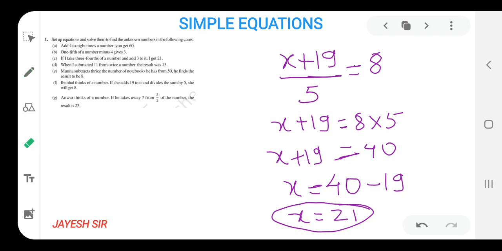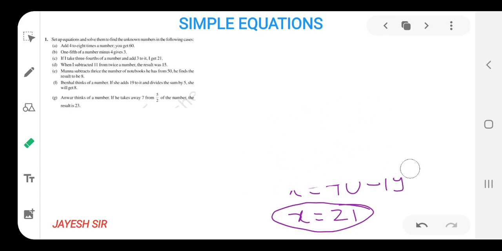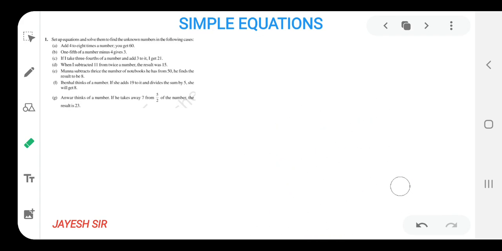Now if you are capable of solving on your own, pause the video and try to solve on your own. So I think this sum you should try on your own. Definitely you have to pause the video now and solve on your own. I am solving over here for you only. Now let us begin with the last sum of similar type.